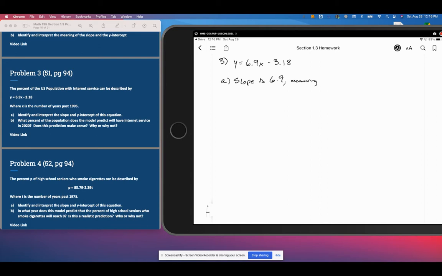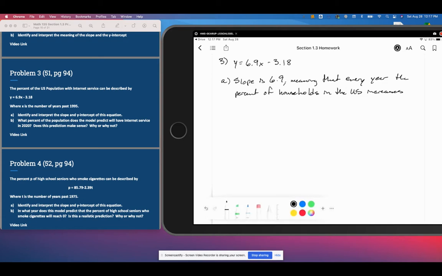meaning that every year the percent of people in the US, or households in the US, increases, meaning that every year the percent of households in the US with internet access increases by 6.9%. Okay? We are also asked to interpret the y-intercept.